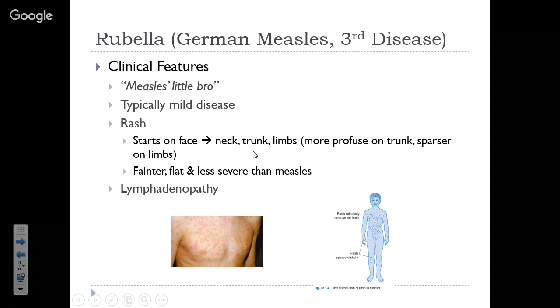Clinically, I like to think of rubella as measles' little brother. So it's typically a more mild disease. There is a rash which is quite similar. So it starts on the face and then spreads down to the neck, trunk, and limbs. But generally, it will be a more faint, less profuse rash than measles itself. And you might also get some lymphadenopathy. So more mild.